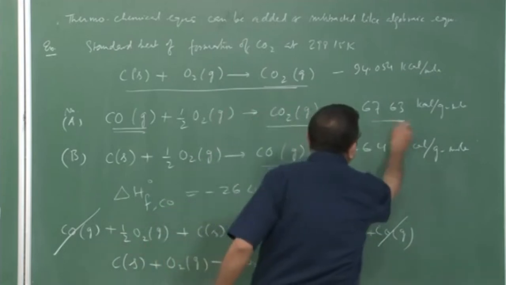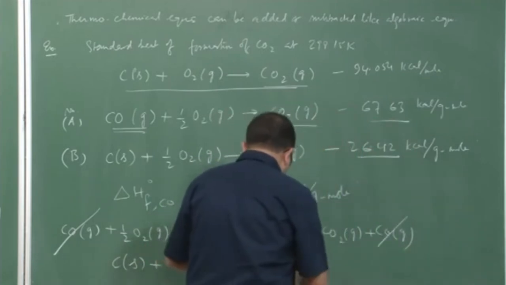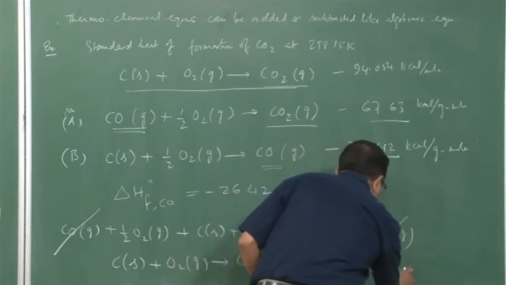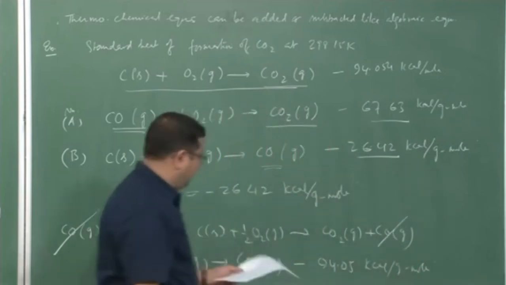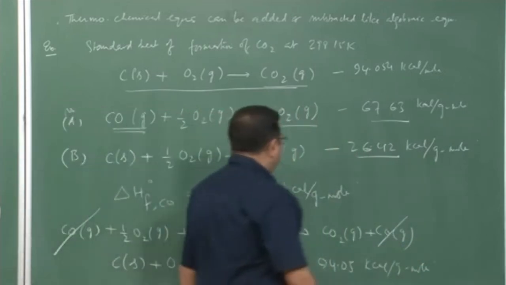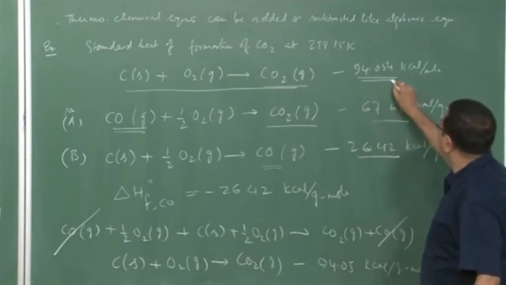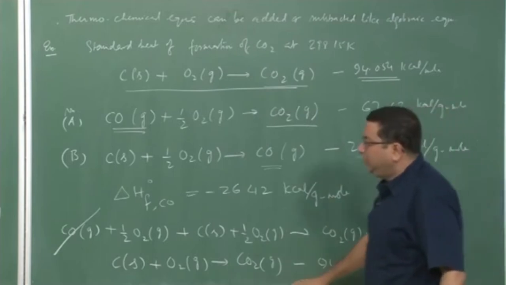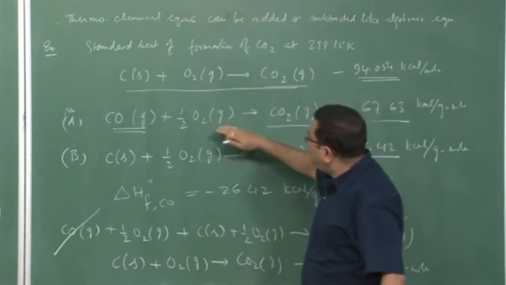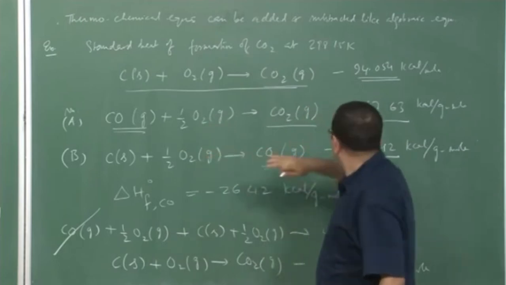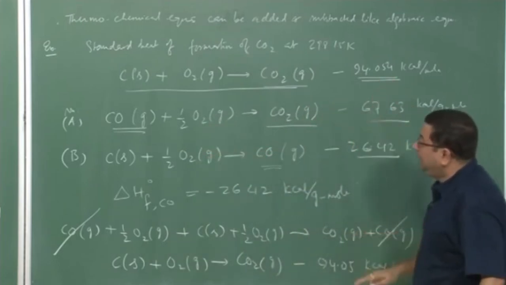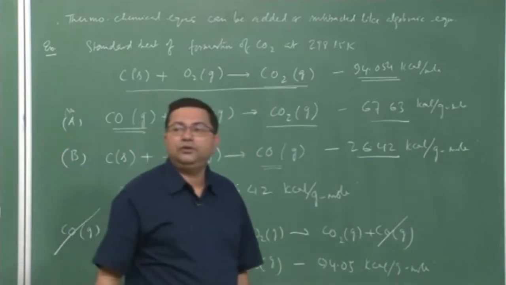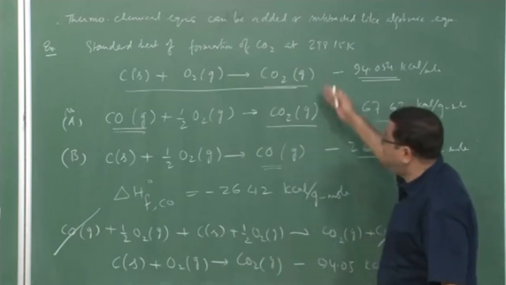So, if I add these two heating values, this comes out to be equal to minus 94.05 kilocalorie per gram mole. So, what we are seeing here is that this is exactly equal to the heat of formation that we had earlier discussed. Therefore, either we take this step or we follow a little more complex step, we get the same heat of reaction, as long as this process is carried out at standard temperature, constant pressure or constant volume.